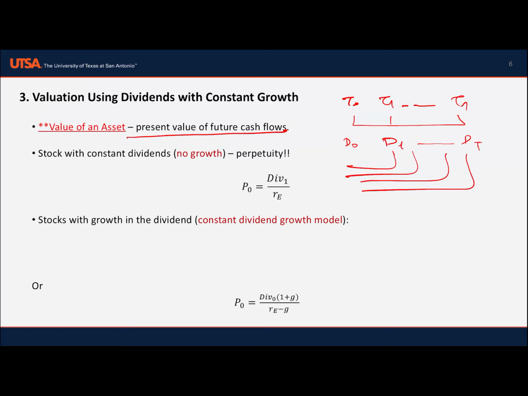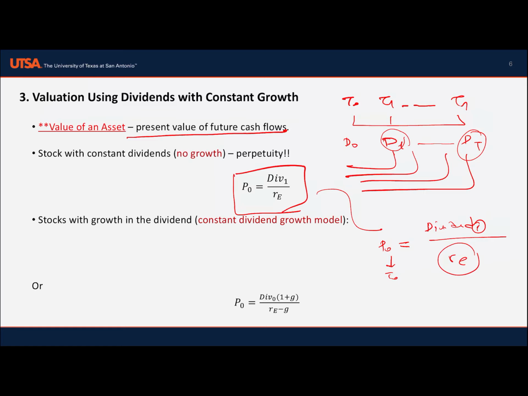If we have no growth in the dividend payments, and all the dividend payments are the same equal amount, it is very easy to calculate the present value of the stock. The present value of the stock at time 0 is equal to the dividend, and it's important, the dividend at time 1 over the cost of equity, right? So what if we have growth in the dividends?